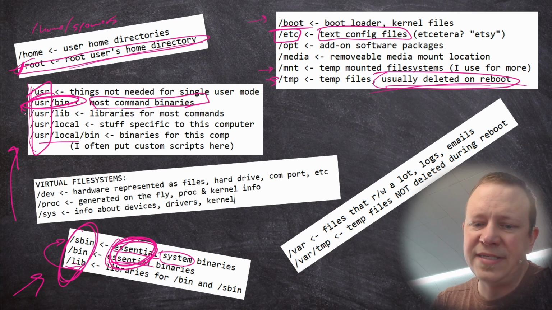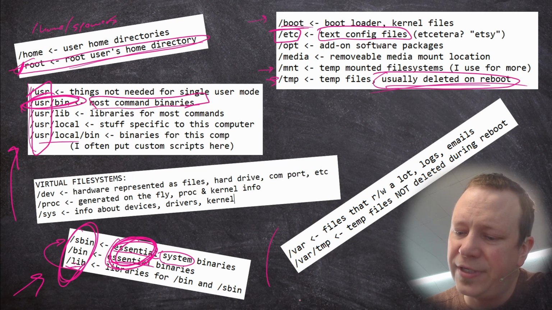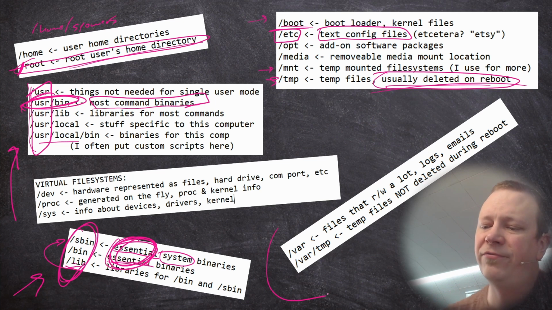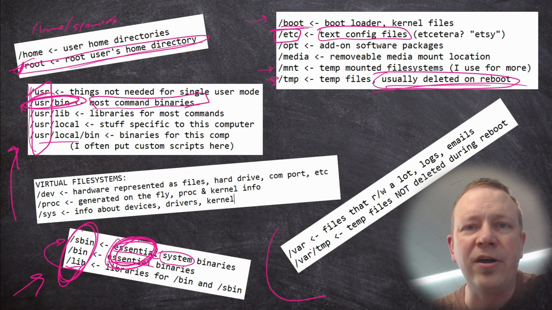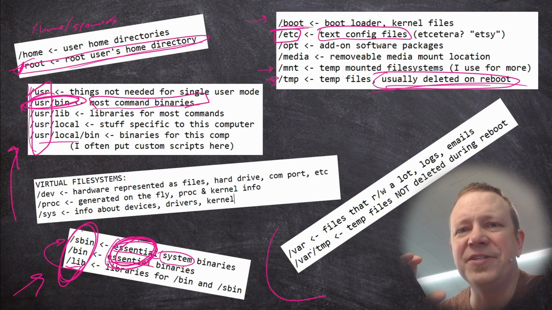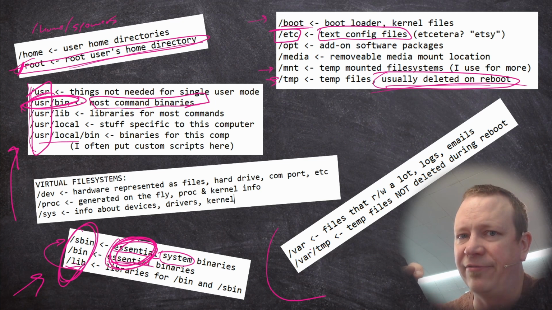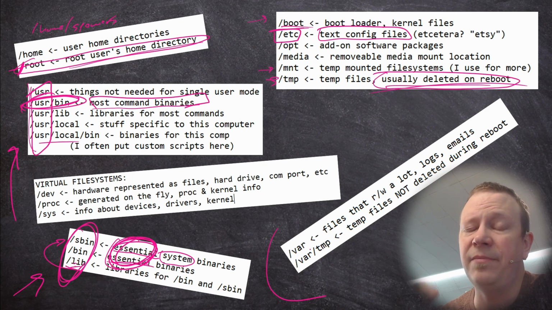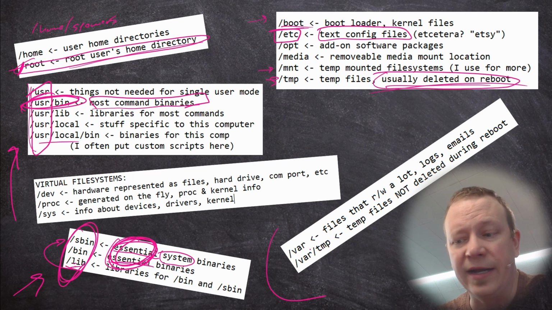All right, let's see, what else do we have here? Oh, I'm going to save the virtual file systems for last. So over here, which is kind of sideways and hard to read, but it wouldn't fit any other way, var. So VAR, this is where files that change a lot live. So like log files that are constantly being written to are in var log.